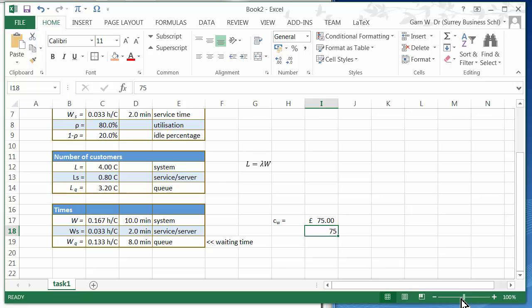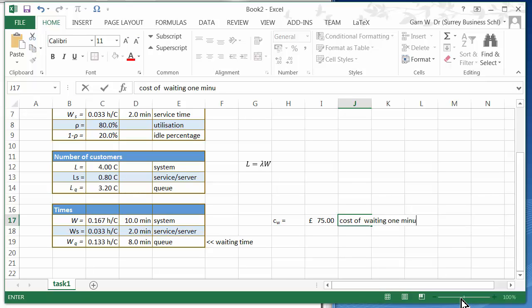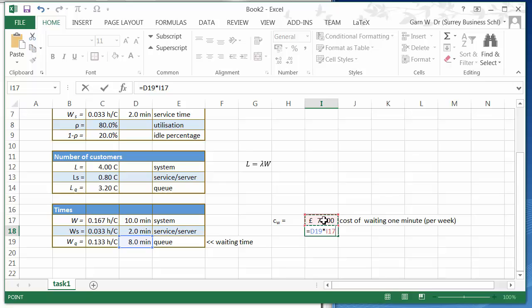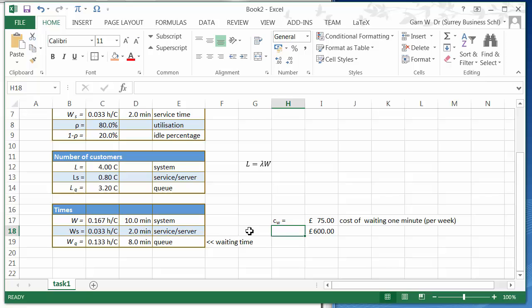Good. Since we are waiting 8 minutes, so cost of waiting 1 minute. So if the average waiting cost for the customer is 1 minute, then we lose 75 pounds per week. Okay, so if we wait 8 minutes, then obviously it's 8 times as much. 8 times 75 pounds. So this would cost us 600 pounds.